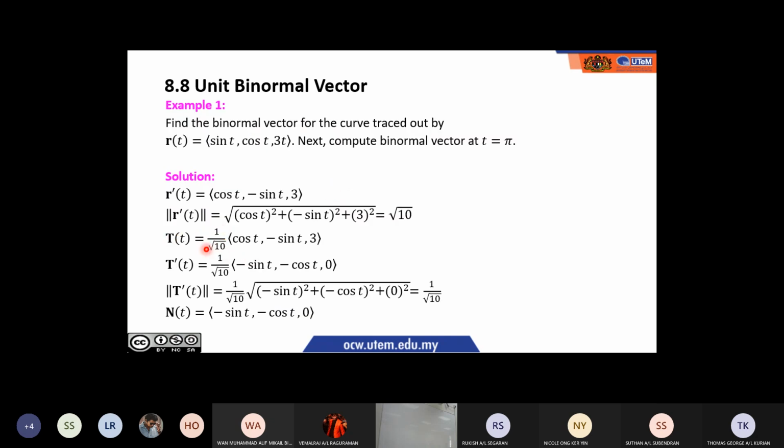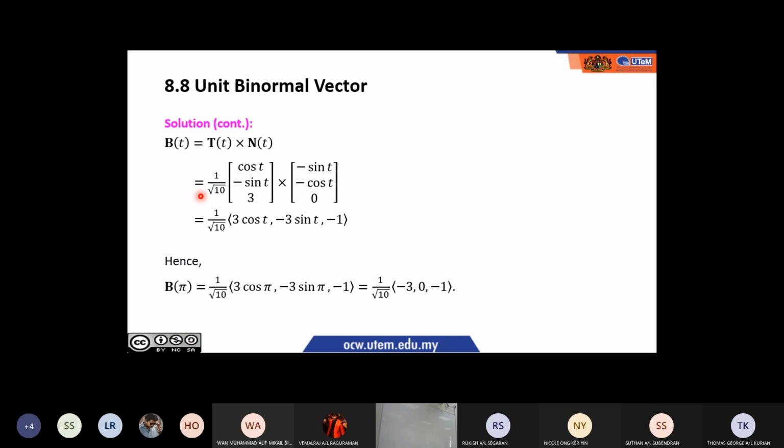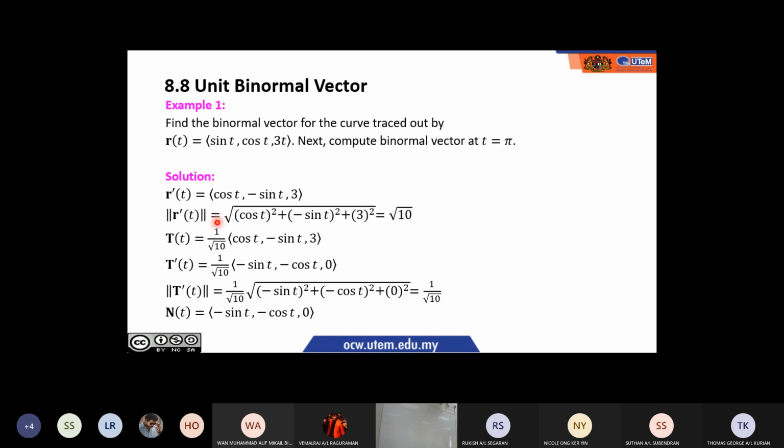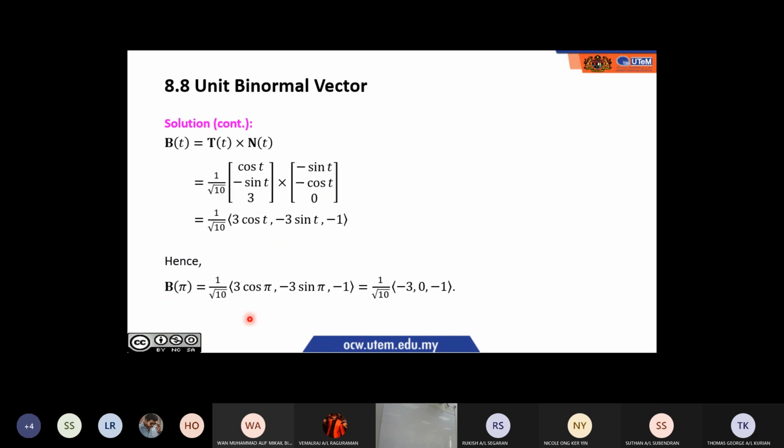When you do the cross product, look at this. Your T has a constant. So when we do the cross product, you can leave it outside. You don't have to multiply into every single component. Just put it outside. And this is your N. Just find the cross product of this. If your N has a constant similar to this, then that constant will be multiplied with this constant to get a new constant. Then you just find the cross product between those two factors.